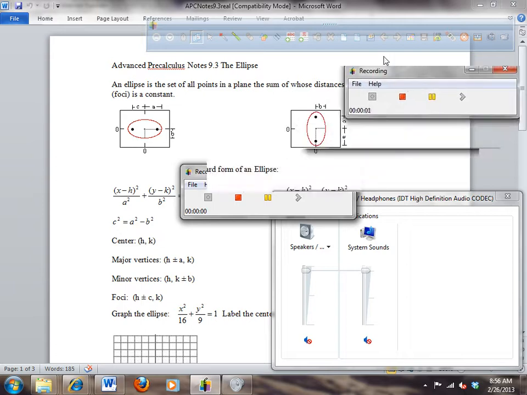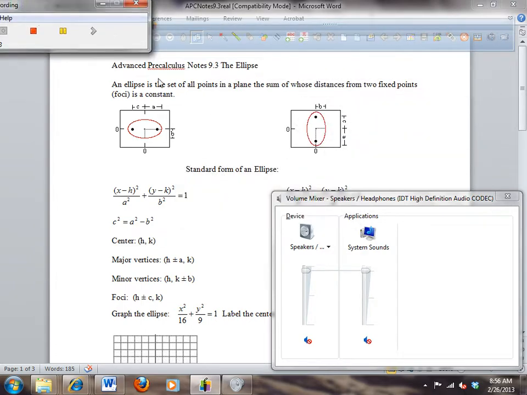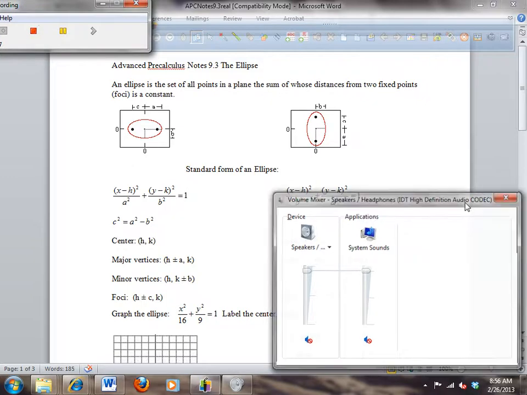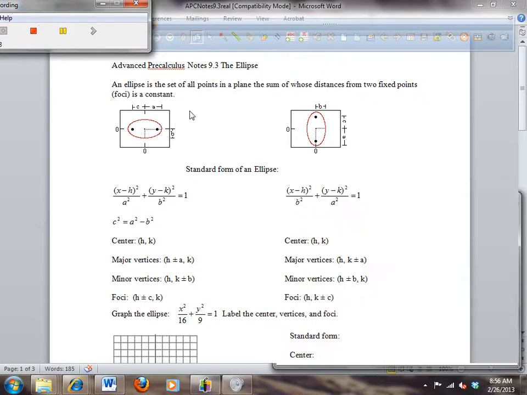We're recording now, so we're learning about ellipses. And we already showed you. We already learned about ellipses and how they're generated.